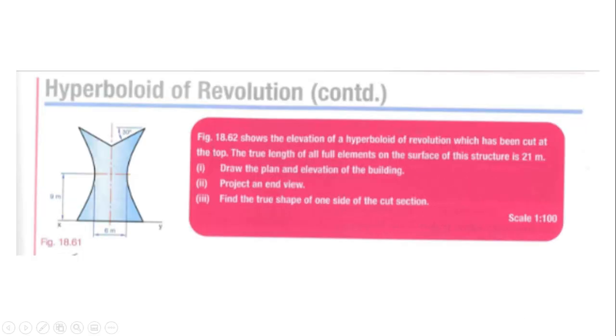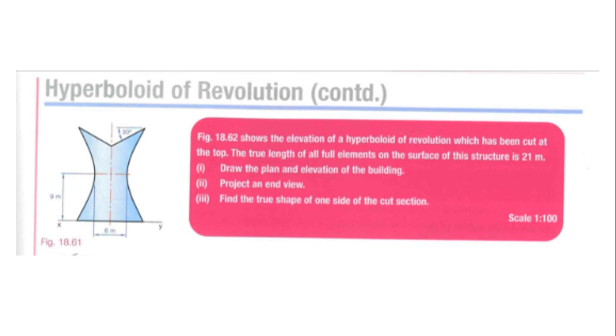Alright lads, this is just a short video explaining how to do the Hyperboloid of Revolution question. It tells us figure 18.62 shows the elevation of a hyperboloid of revolution which has been cut at the top. The true length of all full elements on the surface of the structure is 21 meters. Part 1 tells us to draw the plan and elevation of the building.